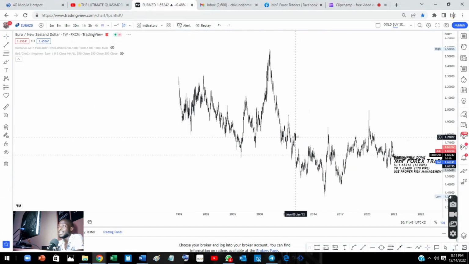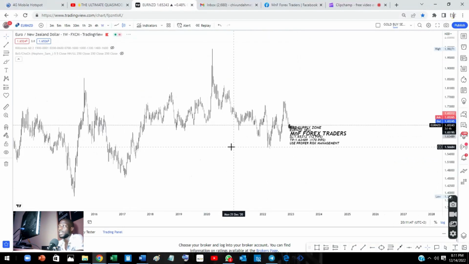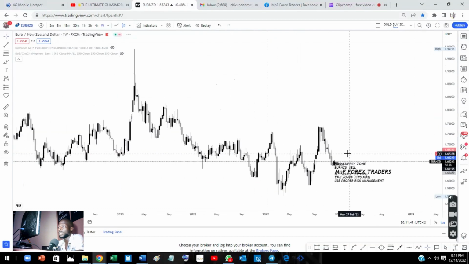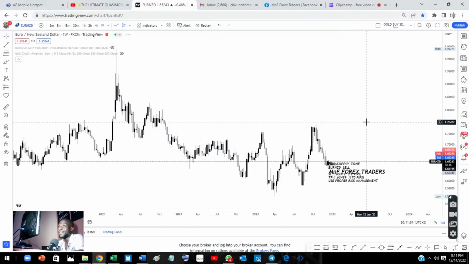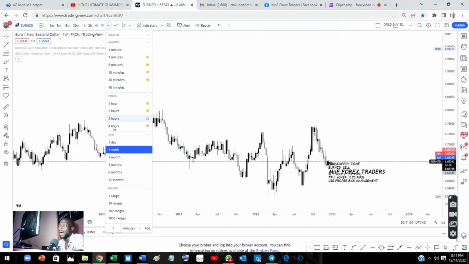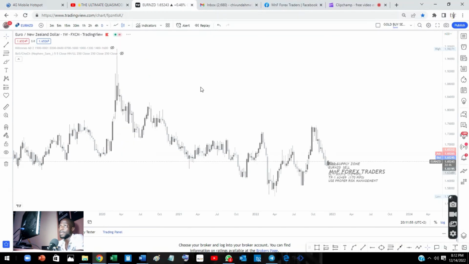You can clearly see that this market has been in a downtrend for a long time, right? So we've figured that out. Therefore, our bias is what? Bearish. Let's go to the daily time frame.